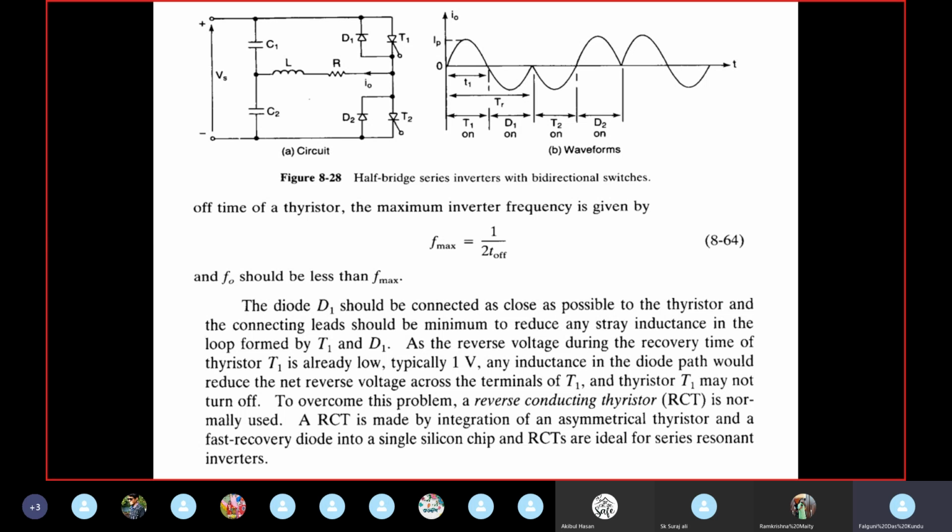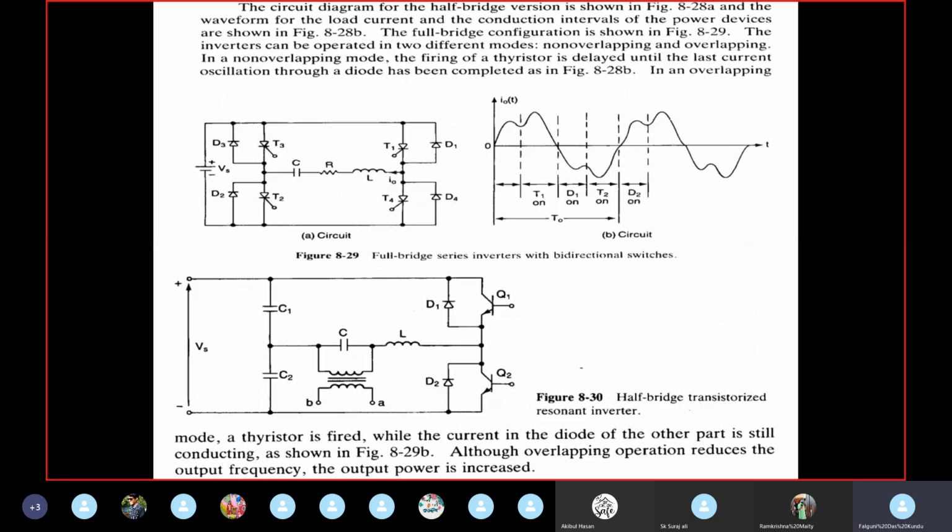To overcome this problem, a reverse conducting thyristor, called the RCT, is normally used. What is a reverse conducting thyristor? It is made by integration of an asymmetrical thyristor and a fast recovery diode into a single silicon chip. The RCTs are ideal for series resonant inverters.